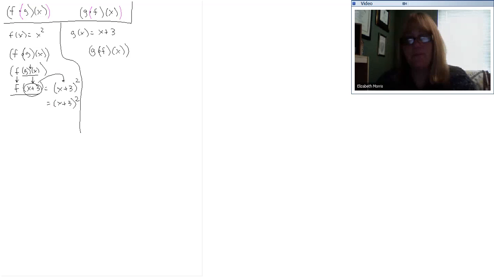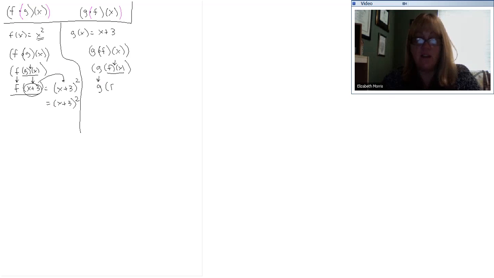So, all right, let's do it again, and let's look at this. Let's rewrite this. This literally will look like that. Do we know what f of x is? Yes, we do. It's x squared. So really, what we're looking for is g of x squared, which means wherever there's an x in the g function, we put the x squared in. So my answer is x squared plus 3.